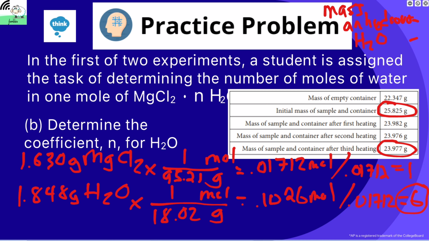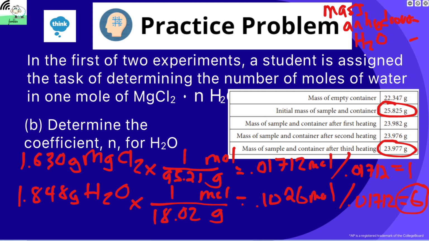of water, all right? So again, it evolves itself from a simple empirical formula calculation. We just need to make sure that we make the anhydrous compound, that is the magnesium chloride, and the water 2 separate entities, and then we can go through and do the calculation accordingly, all right? Let's take a look.